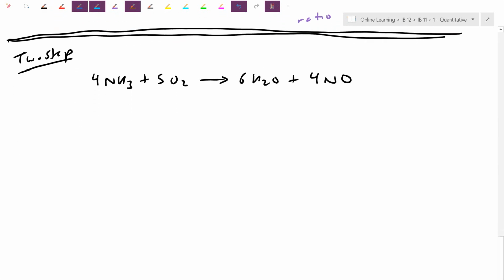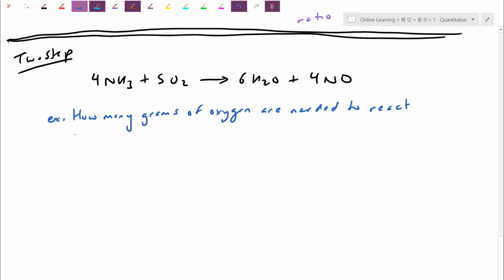So let's try a quick problem or two here. This time what I want, as an example, I want you to find for me how many grams of oxygen are needed to react, let's just totally make up a number here, 6 moles of ammonia. All right, so that's how the question is worded here.